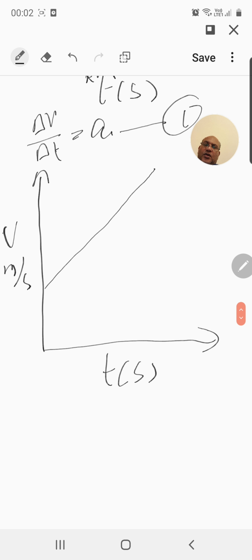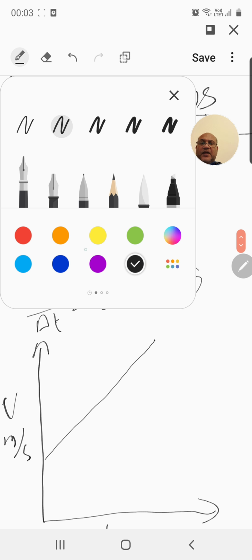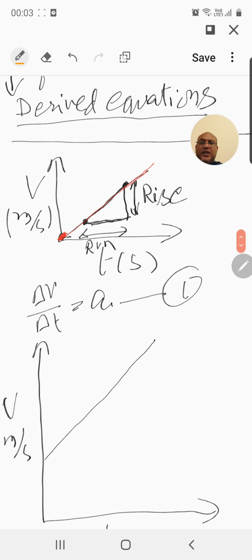Right? So what do I do if I want to calculate the displacement? In this graph, if I want to calculate displacement, I will calculate the area under the graph. Let me do that with a different color. So the area under the graph would be this. How would you calculate this area under the graph? You will calculate the area of a right angle triangle, which is 1/2 times base, which is this, multiplied by height, which is this.